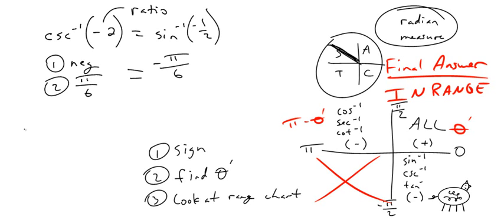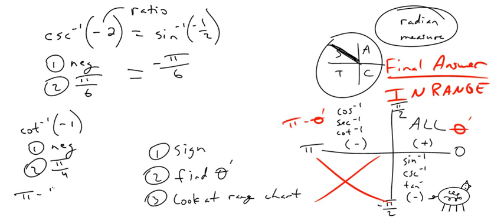Okay. How about inverse cotangent of -1? Ooh, okay, let's do it. First is it's negative. I can see that because I look very close and I see it's -1. Second step is I know my reference angle is pi over 4. Okay, look at the chart. It's negative pi over 4. The answer is pi minus pi over 4, which is 3 pi over 4.